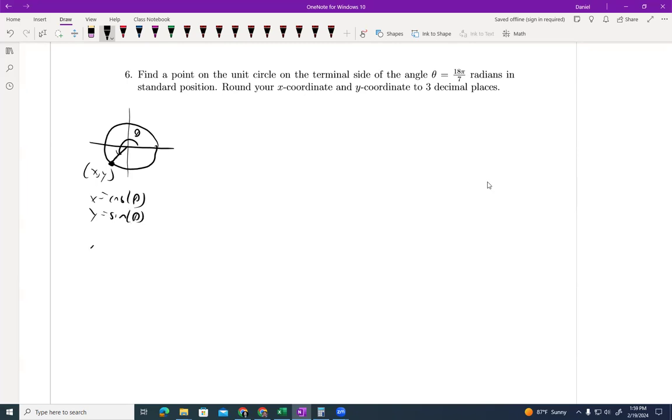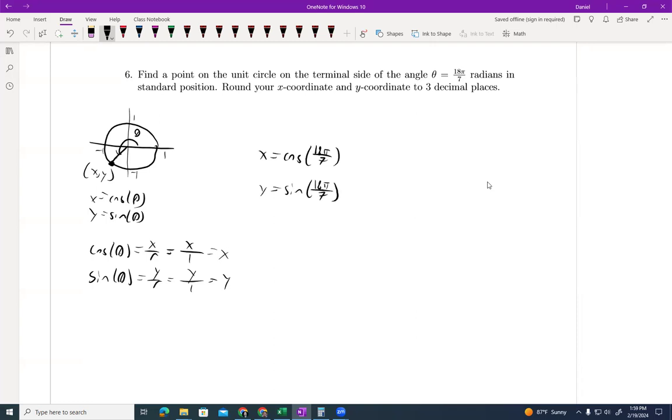And why is that? Cosine of theta is always equal to x divided by r. But since we're talking about the unit circle, my radius is 1 everywhere, so it's x over 1, which is just x. So your x coordinate is just cosine of theta. Similarly, sine of theta is y over r, but since r is equal to 1, this is just y. So x will be equal to cosine of 18 pi over 7, and y will be equal to sine of 18 pi over 7. Then it just comes down to plugging this into a calculator and rounding to 3 decimal places correctly.